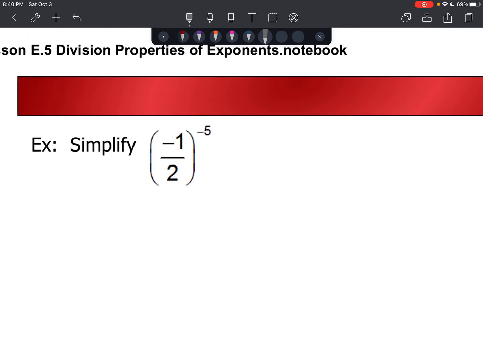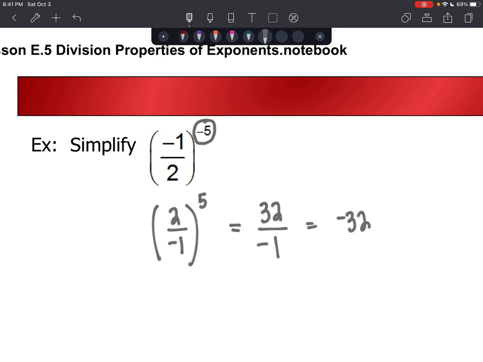Here I have negative 1 over 2 raised to the negative 5 power. Well, I'm going to make this outside power positive by flipping my fraction. I simply flip the fraction and nothing else changes except for that positive power on the outside. So now I go from a negative power to a positive power. 2 to the 5th power is 32. Negative 1 to the 5th power is negative 1. So my answer is negative 32.